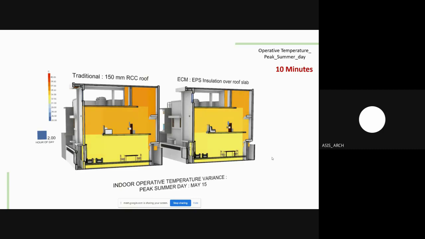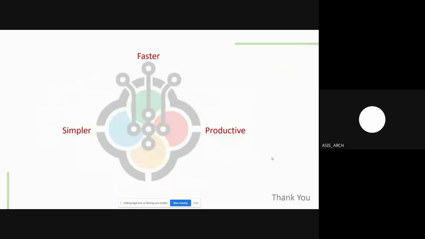So this was the final review that I got. We finally used the EPS insulation over the roof slab, and we could generate a lot of studies with that. And yeah, this is a great way to understand the simulation. So I think I completed a lot of things in a much faster way. So I can only just tell you at last, be simpler, faster, and productive. So thank you.